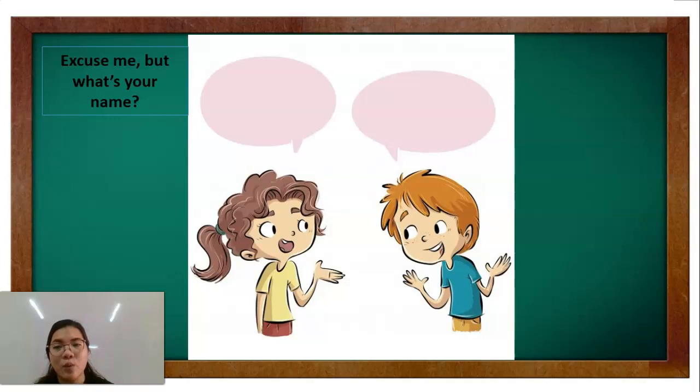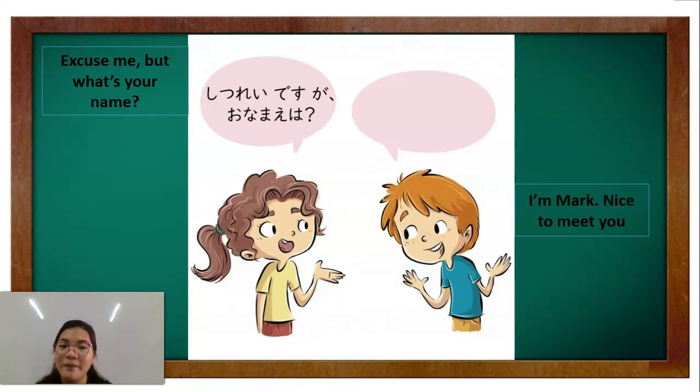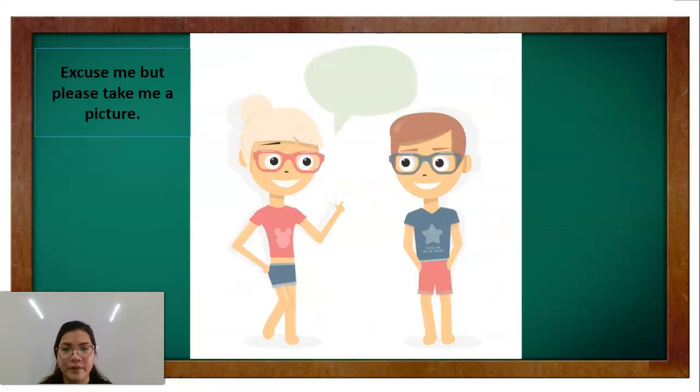Just like an example here. Excuse me, but what's your name? Shitsurei desu ga, onamae wa? I'm Mark. Nice to meet you. Mark desu. Yoroshiku. Okay? So this is just in a casual conversation. Another. Excuse me, but please take a picture for me. Sumimasen ga. I said a while ago, sumimasen ga, also a touch before te kudasai to make it more polite.